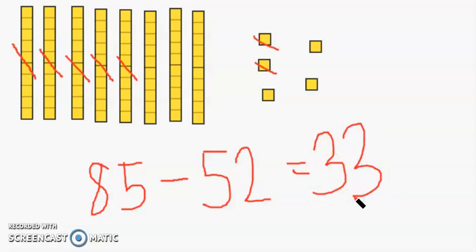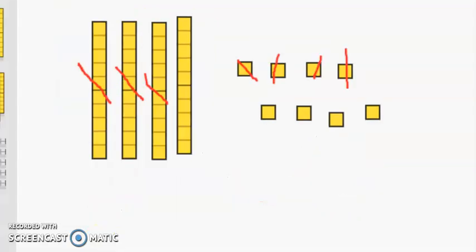Let's do one more like that before we start regrouping. All right, I want you to look at this problem and see if you can figure out how to set up the equation. First, you're going to figure out how many place value blocks were already there. Then you're going to put the minus or takeaway sign, and then you're going to figure out how many were crossed off and what's left over. I'm going to give you a minute to try that on your own, and then we'll go over the answer.